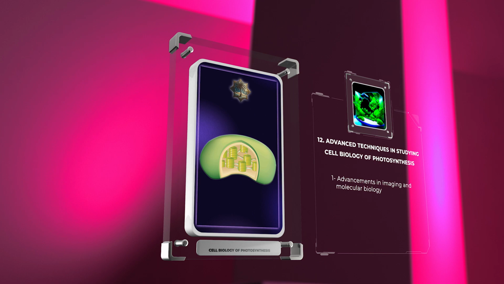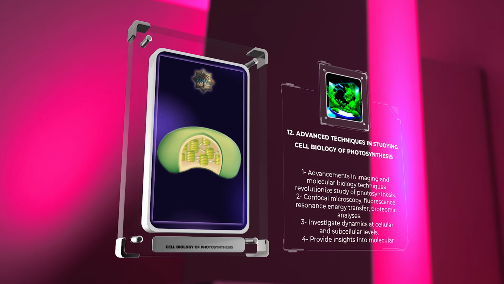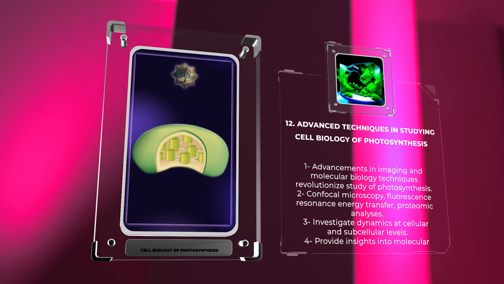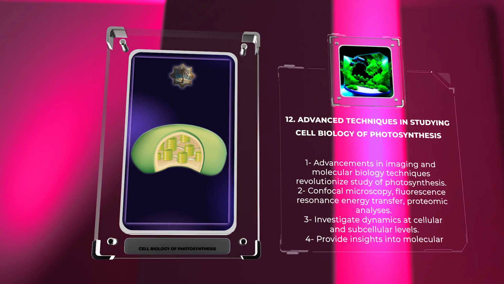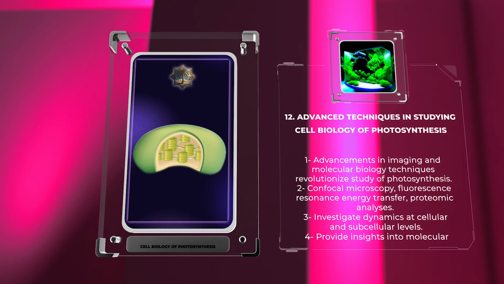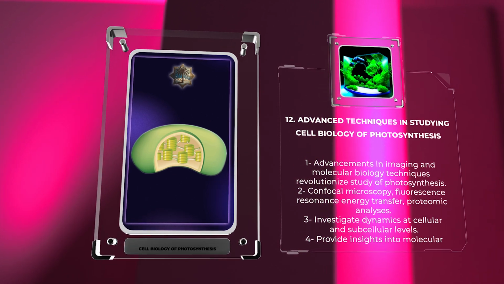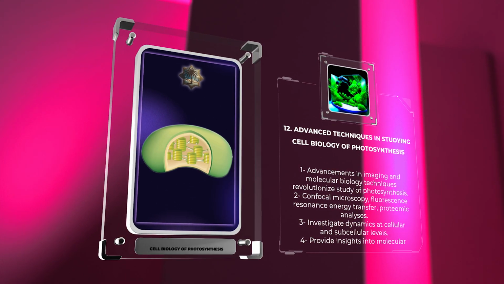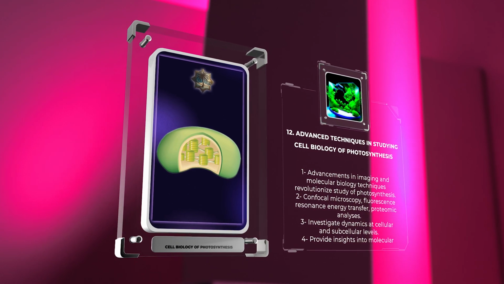Advancements in imaging and molecular biology techniques have revolutionized the study of photosynthesis. Techniques such as confocal microscopy, fluorescence resonance energy transfer, and proteomic analyses allow researchers to investigate the dynamics of photosynthetic processes at the cellular and subcellular levels. These cutting-edge techniques provide deep insights into the molecular mechanisms underlying photosynthesis.